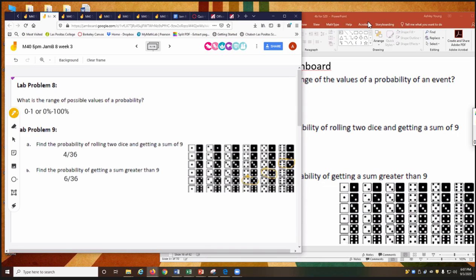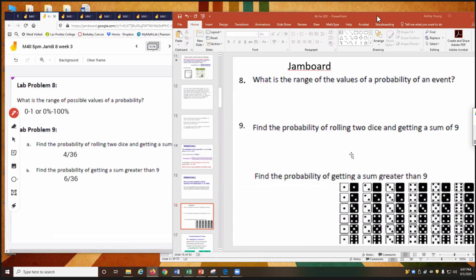And then let's see, how about a sum greater than 9? So more than 9, that's these guys in here. These are the ones that have a sum larger than 9. So there's 1, 2, 3, 4, 5, 6 of those, 6 out of 36. Good. Questions?